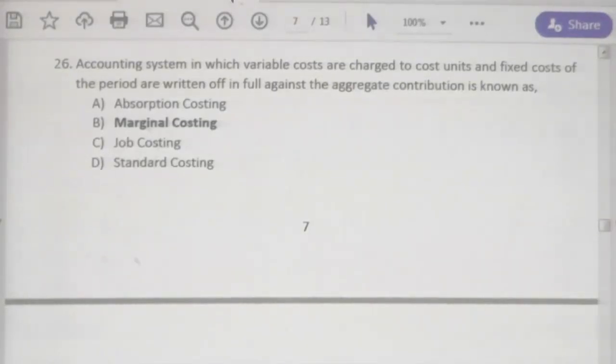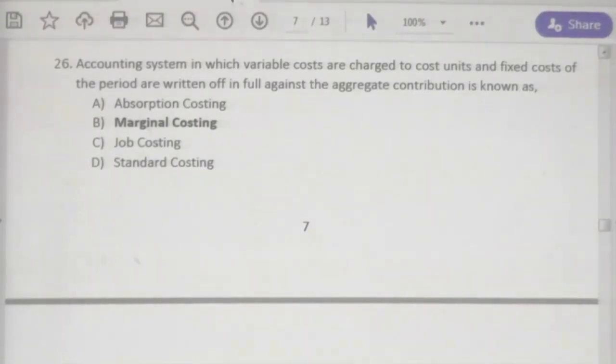Okay, let's start the second session for the last 25 questions. I'll take question number 26. Accounting system in which variable costs are charged to cost unit and fixed cost of the period are written off in full against the aggregate contribution is known as, that is marginal costing.